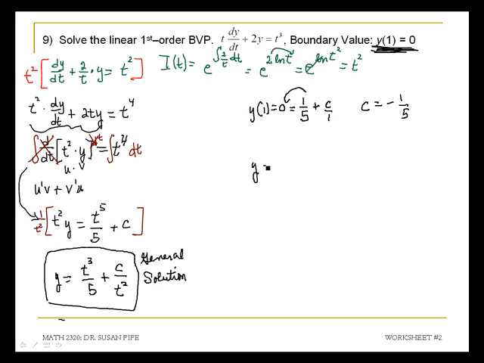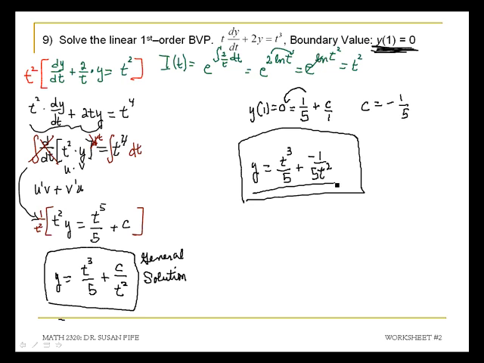So my particular solution is t to the third over 5 plus negative 1/5. Let me put that as negative 1 over 5 t squared. And this is the answer that you want for this problem.